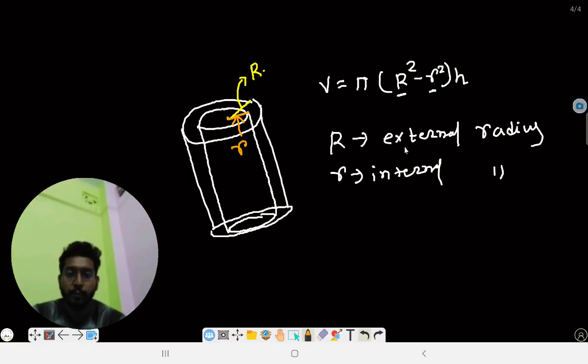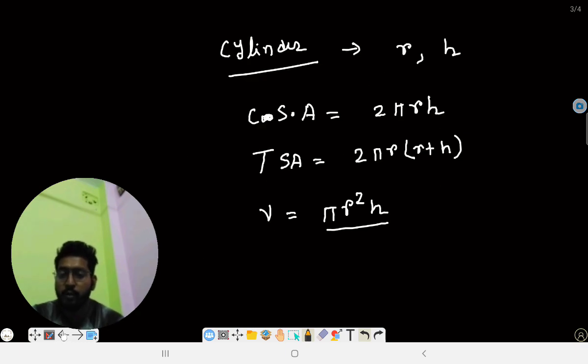So whenever in the question it is given external radius and internal radius, you have to use this formula for the volume, V equals pi into capital R square minus small r square into h. But whenever normal thing is given, you have to use this formula, pi r square h, like this.